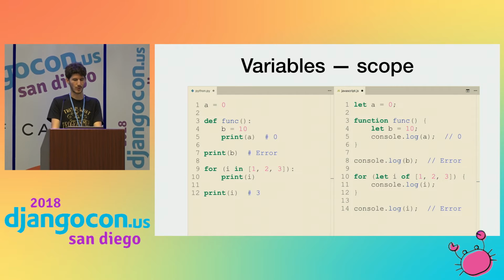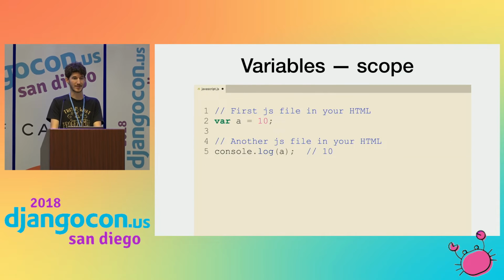Function versus block scope is easy to work around, but there's a way bigger problem with JavaScript scope, and that is global scope. Every JavaScript code that runs on your website can define things in the global scope. Even if it's two separate files, they will share the global scope. This can be useful in small programs and not really that big of a deal, but it's very dangerous and error-prone as the size of the program grows.